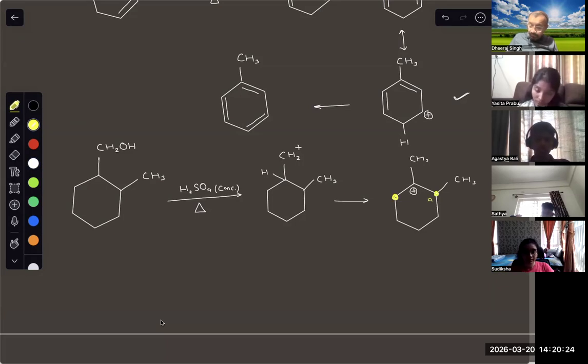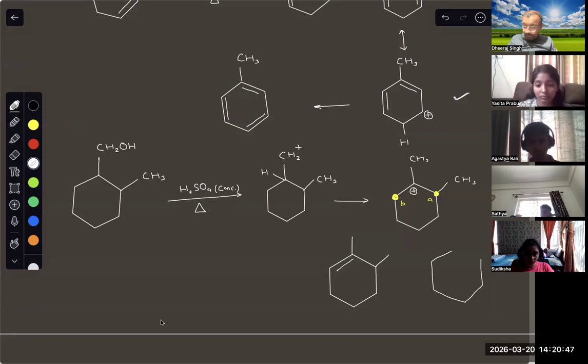From where it will take more, A or B? Hydrogen it will take from A or B? From B. B will create this alkene. And if you take from A, this alkene will be created. This is from A, this is from B. So where it will take, A or B? So would it be A?